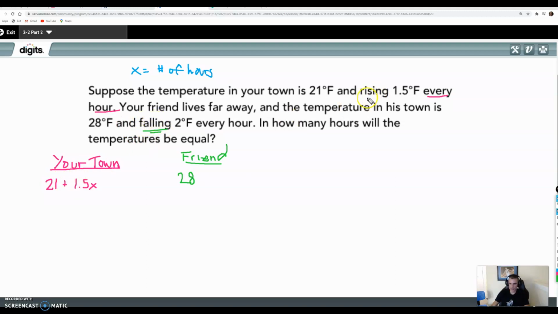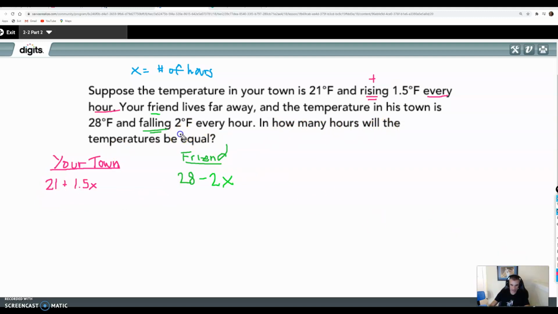Here, the temperature was rising. So that's why we added. But for our friend, the temperature is falling, so we're going to subtract. So I'm going to subtract 2 degrees every hour. All right. So this expression gives the temperature in your town, and this expression gives the temperature in your friend's town. In how many hours will the temperatures be equal?